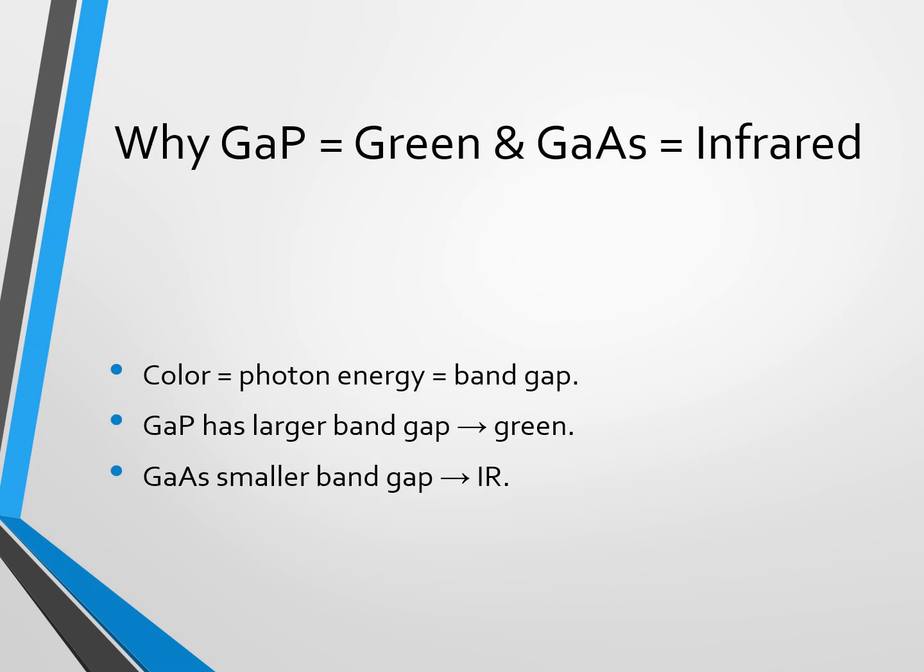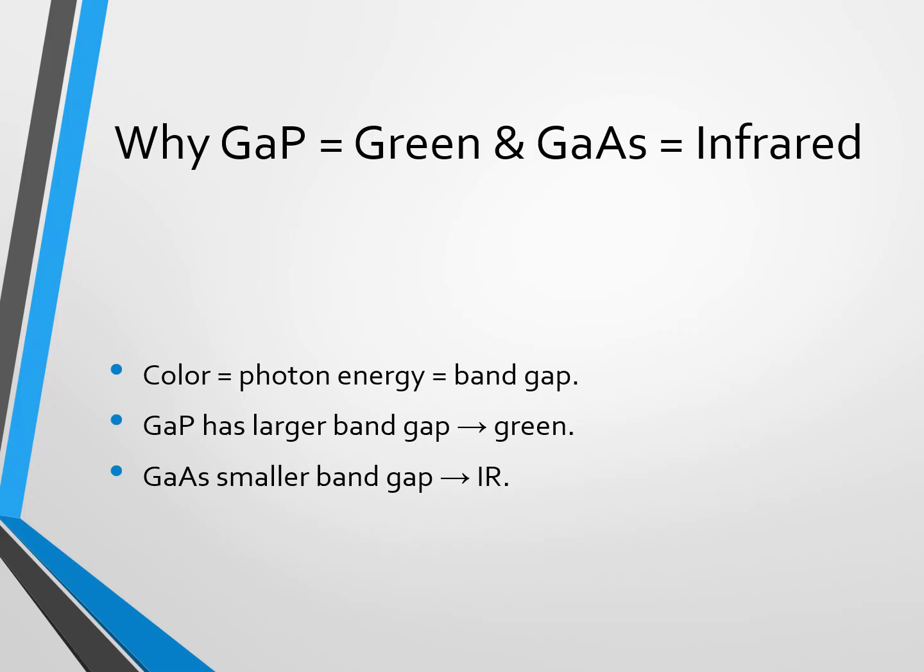The color of an LED is completely controlled by the semiconductor material's band gap energy. If electrons fall across a bigger band gap, they release a higher energy photon, which corresponds to a shorter wavelength. That means colors like blue or green. If the band gap is smaller, the photon has lower energy, creating a longer wavelength like red or even infrared.